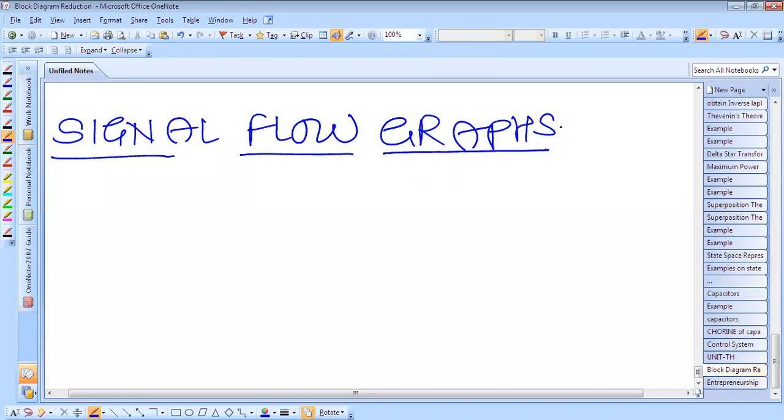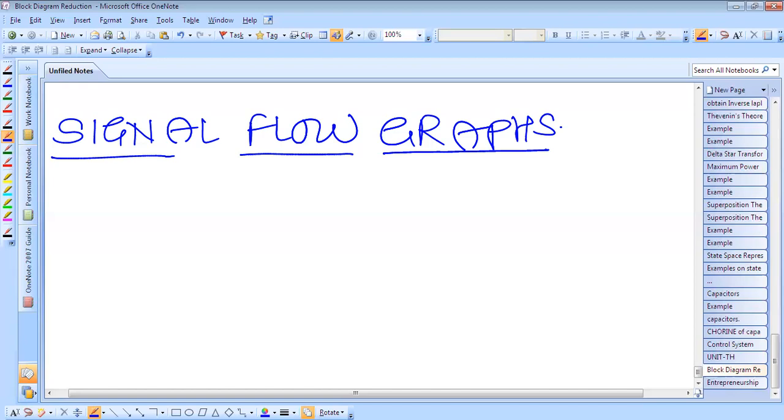So the block diagram we have seen is useful for graphically representing the control system. Whenever we have to represent the control system, we can graphically represent it by the block diagram, and the block diagram is used in the analysis and design of the control system. But what is the alternative to the block diagram? It is the signal flow graph.